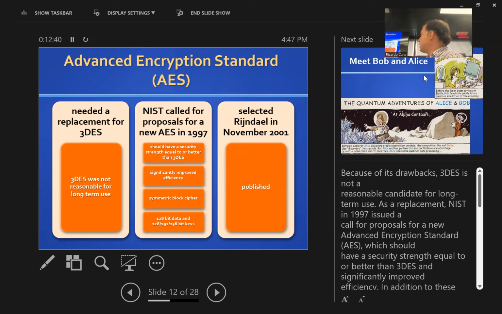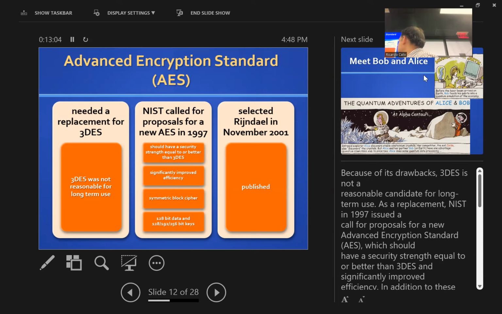So basically, they said that they needed a replacement for triple DES. Triple DES was not reasonable for long-term use. It was just kind of a quick fix when they broke DES. So NIST, the Institute of Standards, they kind of govern such things. They put out a call for proposals for an Advanced Encryption Standard.